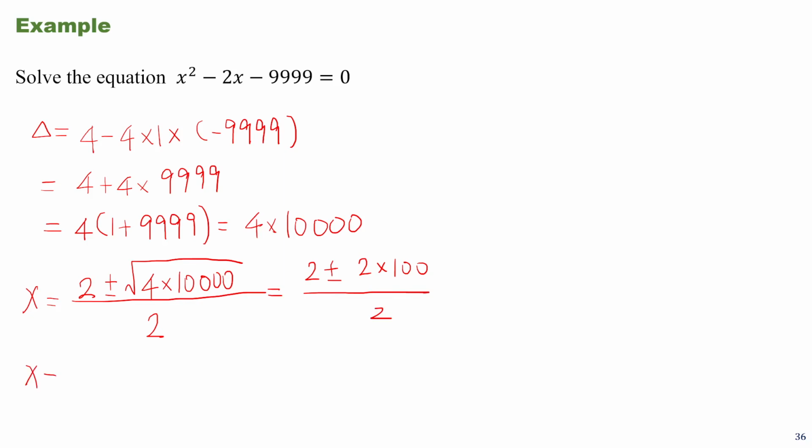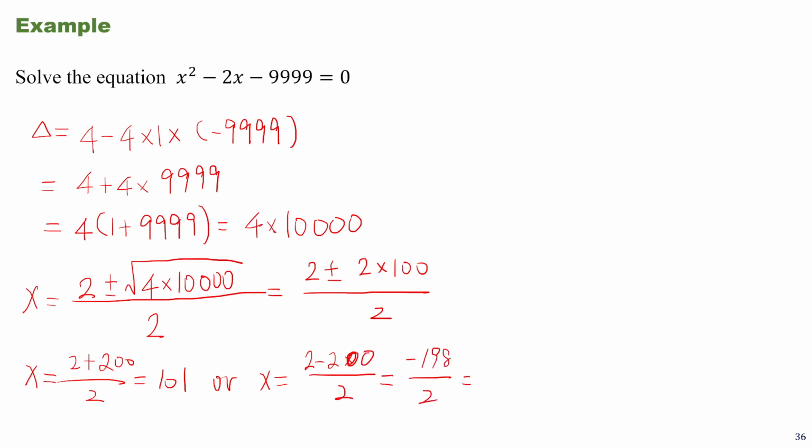So there are two roots. The first one is 2 plus 200 over 2, and this will give you 101. Or we have another solution, x equals 2 minus 200 over 2, which is negative 99, right? Did you get it? And of course, there usually is more than one way we can use to solve it.